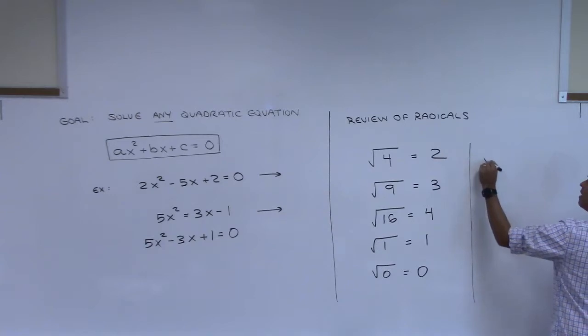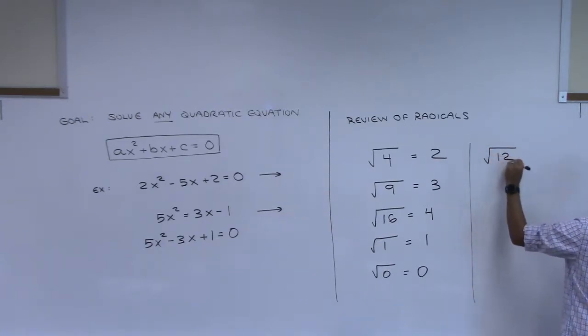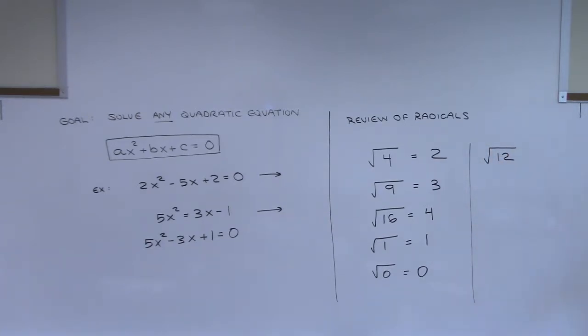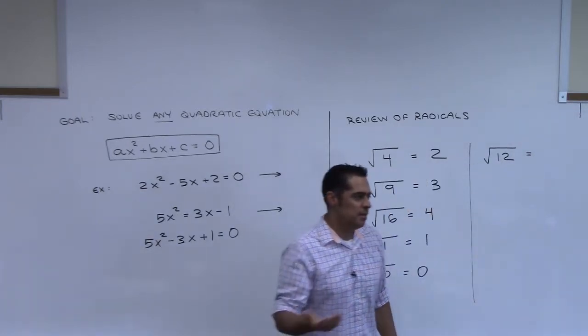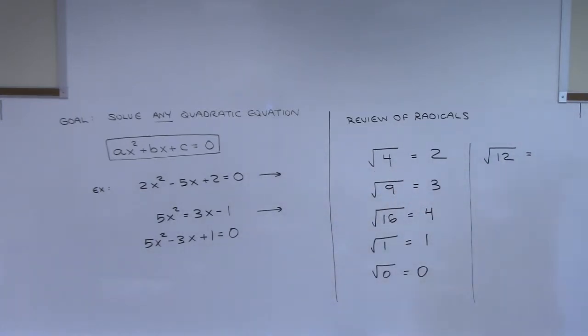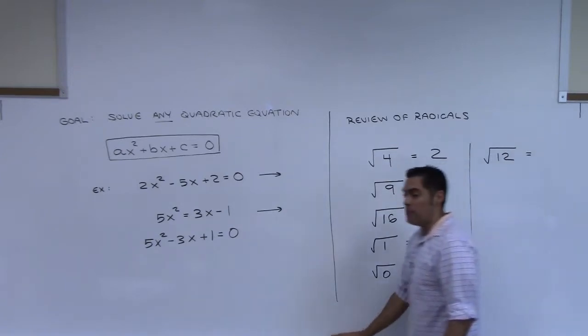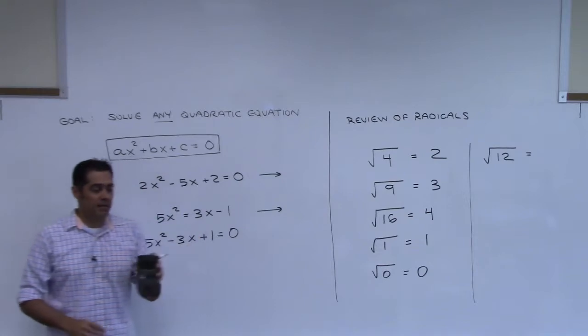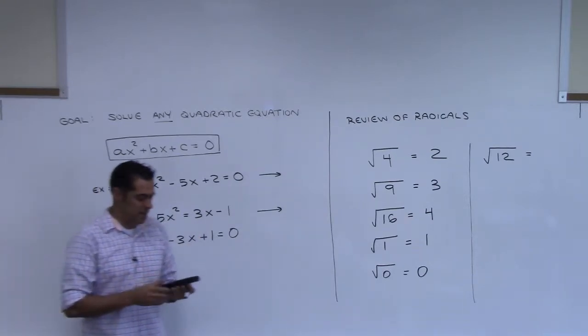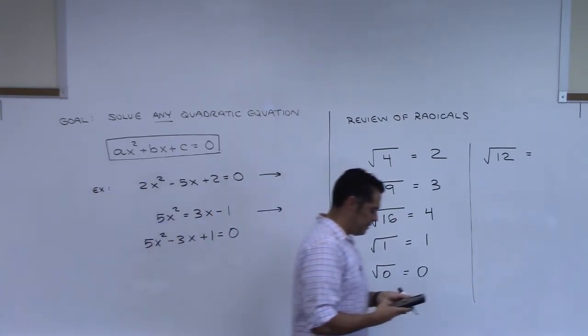Now what about something like this? Square root of 12. So that is not, you're not going to be able to sit here and tell me what number squared gives you 12. Like, nobody in here should be able to do that in their head. However, we have calculators, right? So make sure on your calculator, you can type this in, you can get the square root of 12.